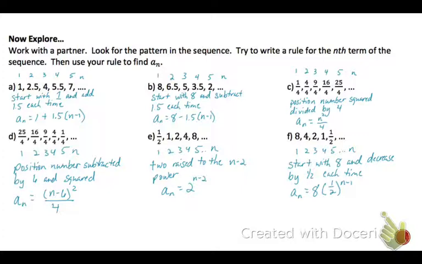All right, just wanted to give you a little exposure with some sequences and figuring out the rules. Do not fret though, as we get into this unit, you will find out specifically, and a process how to figure out what's going on with the sequences and how to write a rule.